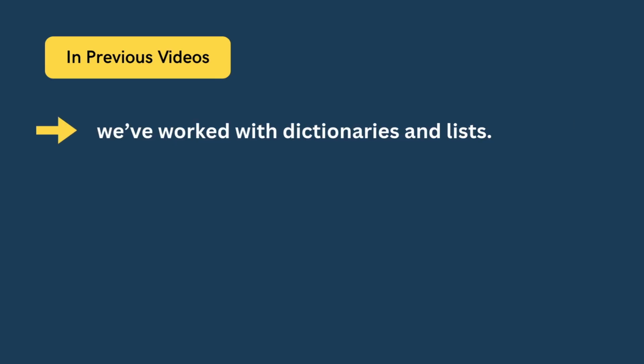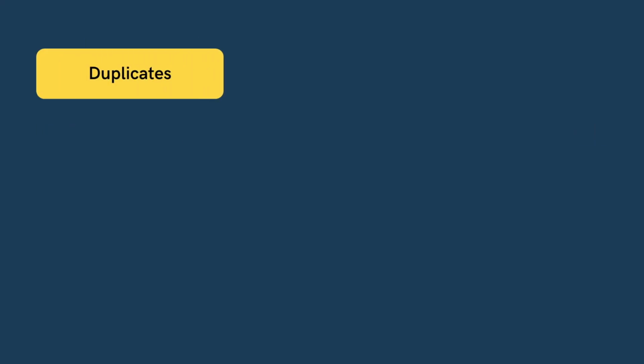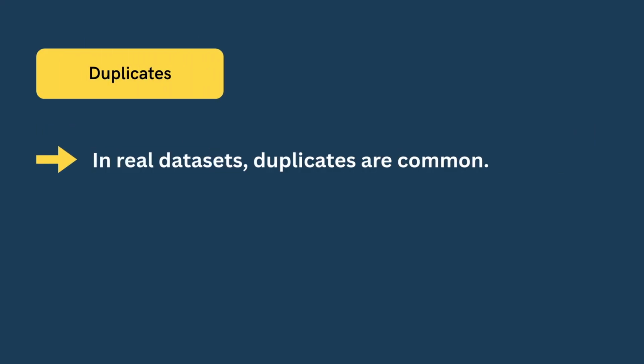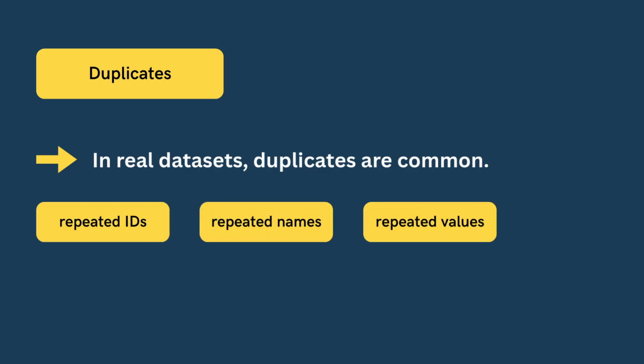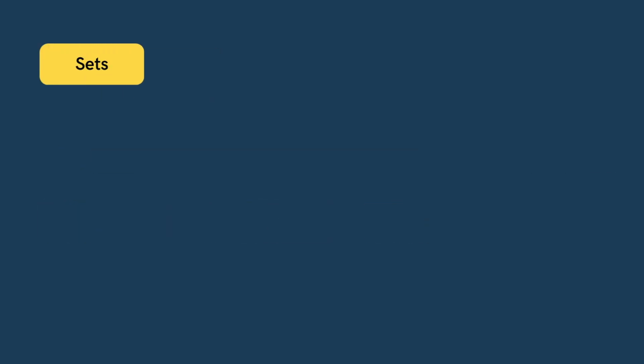So far we have worked with dictionaries and lists. Now we move to a structure that solves a very specific data problem, duplicates. In real data sets, duplicates are common: repeated IDs, repeated names, and repeated values. That's where sets are used.